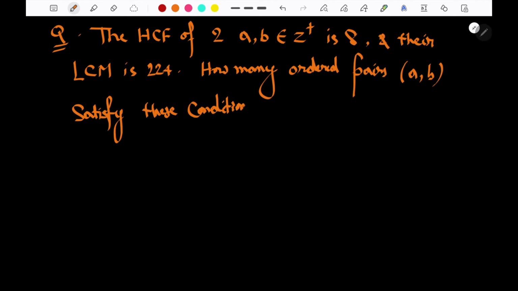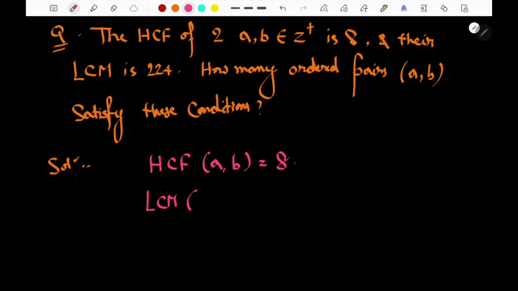So what is the way? Now, what is given? HCF is given, LCM is given. They are asking for the ordered pairs. So how to find it out? Now, for the solution part, first let us write what is given. HCF of A comma B is given as 8. And LCM of A comma B is given as 224.